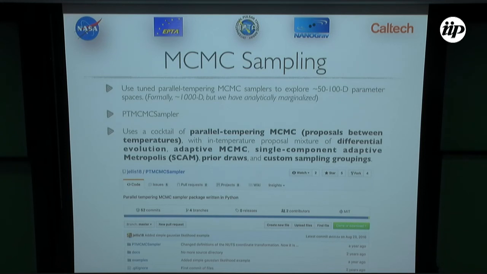I forgot to put the link to the sampler here, but it's on Justin's GitHub page, and it's fairly intuitive to use. I'm not going to say it has as many likes or forks as MC, but it's still pretty good, and it's good for our purposes.